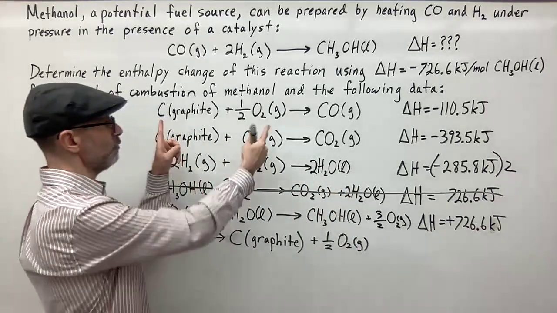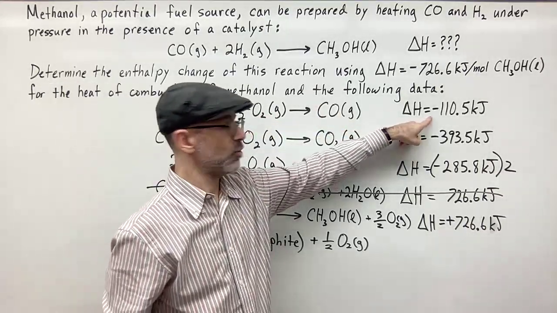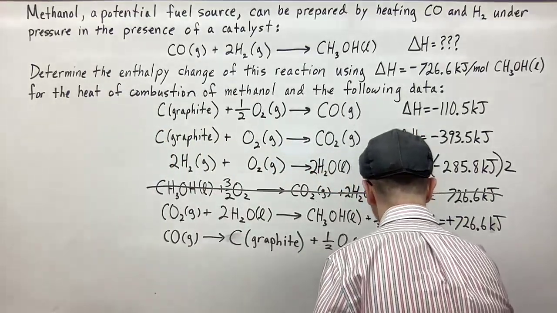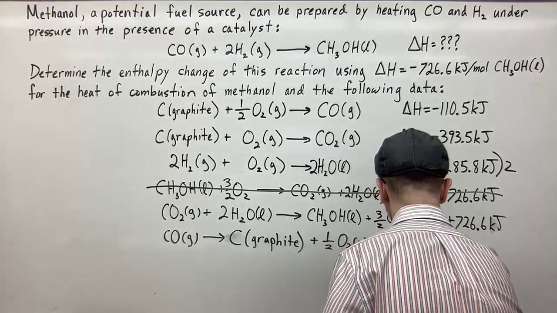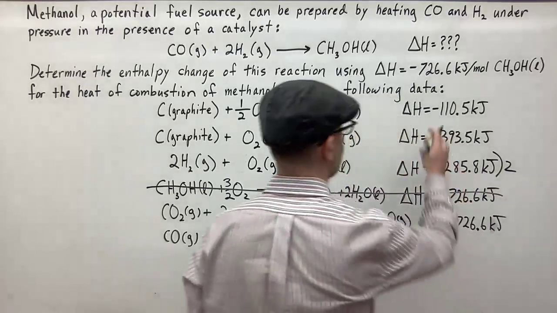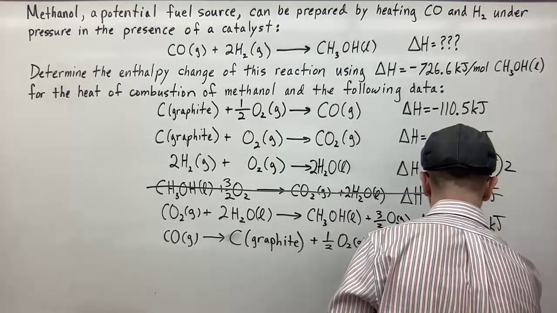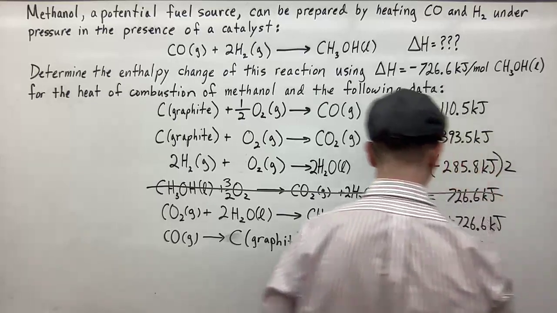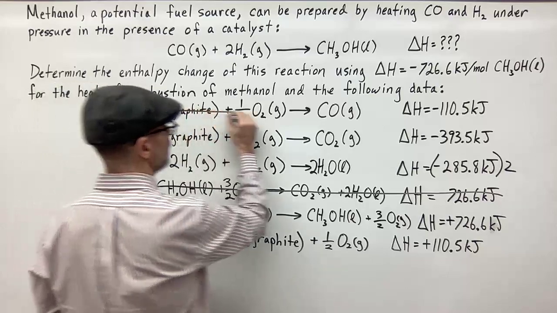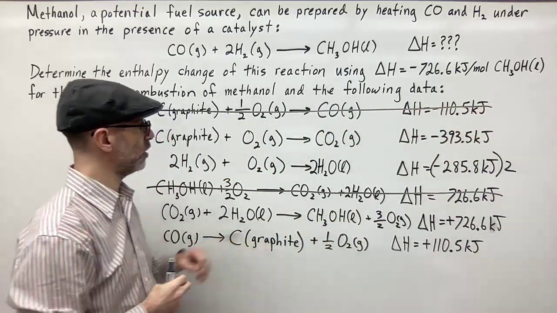And again, if you flip the reaction, you have to change the sign of the enthalpy. So now that's a positive. So the delta H here is going to be equal to positive 110.5 kilojoules of energy. So I'm going to cross this out so I don't confuse myself. So that one's gone. I flipped it. It's down here now.